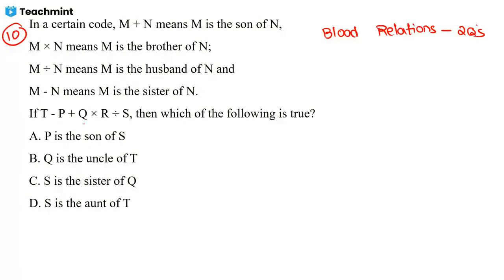Here this is easy. P minus Q: P is sister of Q. P plus Q: P is son of Q.